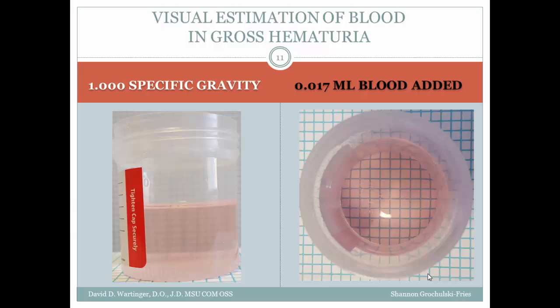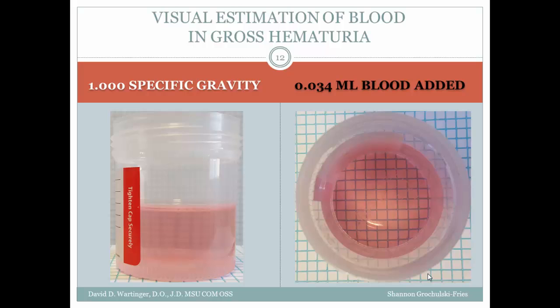Specific gravity 1.000 with 0.017 milliliters blood added. The pink hue has become more prominent in the top view. Specific gravity 1.000 with 0.034 milliliters blood added. This hematuria specimen should never be considered normal. Remember, each sequential hematuria specimen has twice the blood added as the previous specimen.